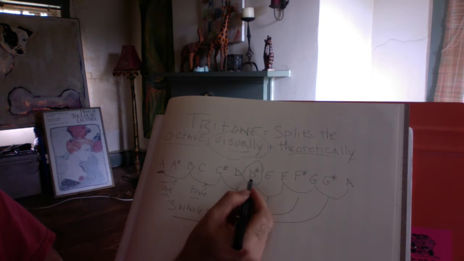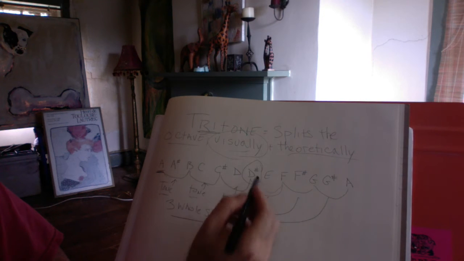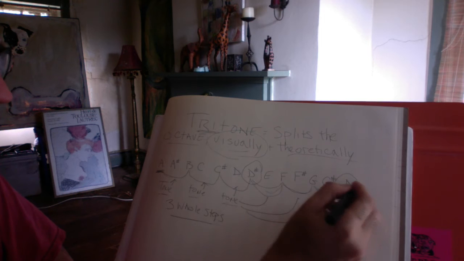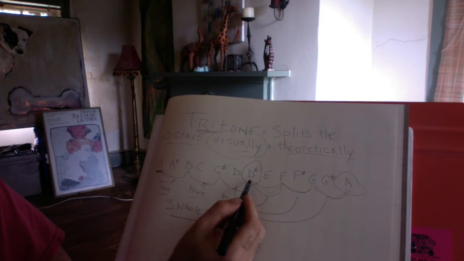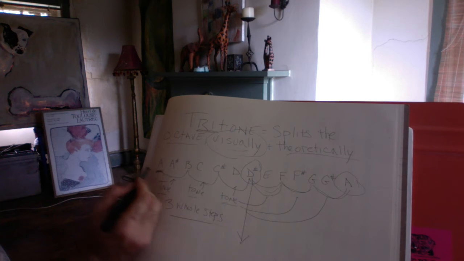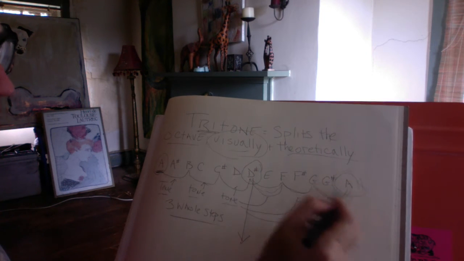If I travel from D sharp 3 whole steps, or 3 tones away, 1, 2, 3, I wind up at A. This is what we mean by it theoretically splitting the octave right in the middle. 3 whole steps to one side, you'll find an A. 3 whole steps to the other, we'll find an A.